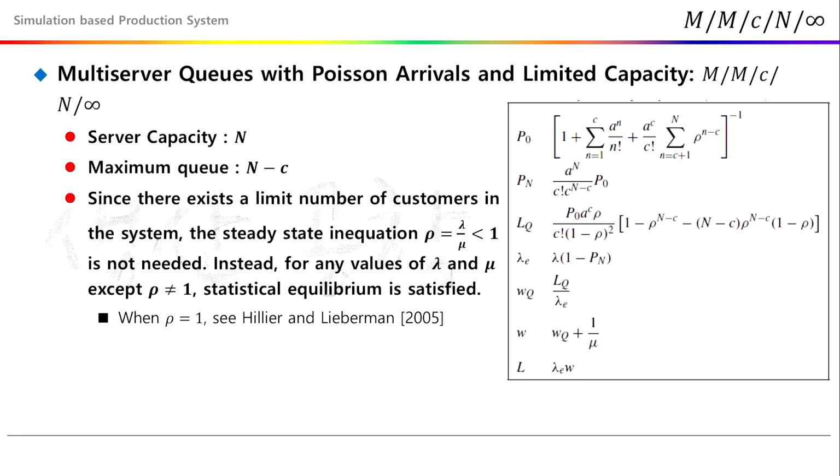This is the last one. Here are multi-server queues with Poisson arrival and limited capacity. Limited capacity is denoted here. The fourth parameter means the maximum number of customers allowed in the system. Actually, we call it the blocked number.